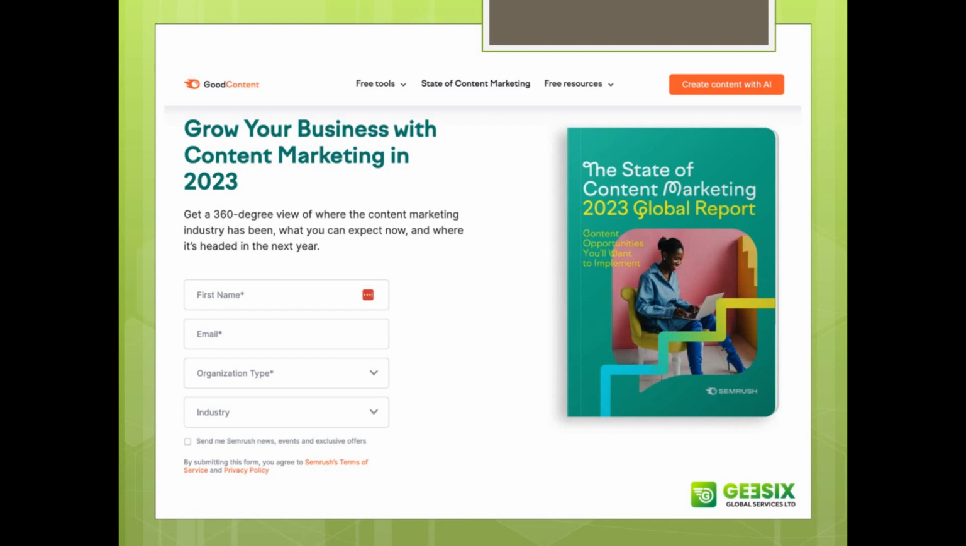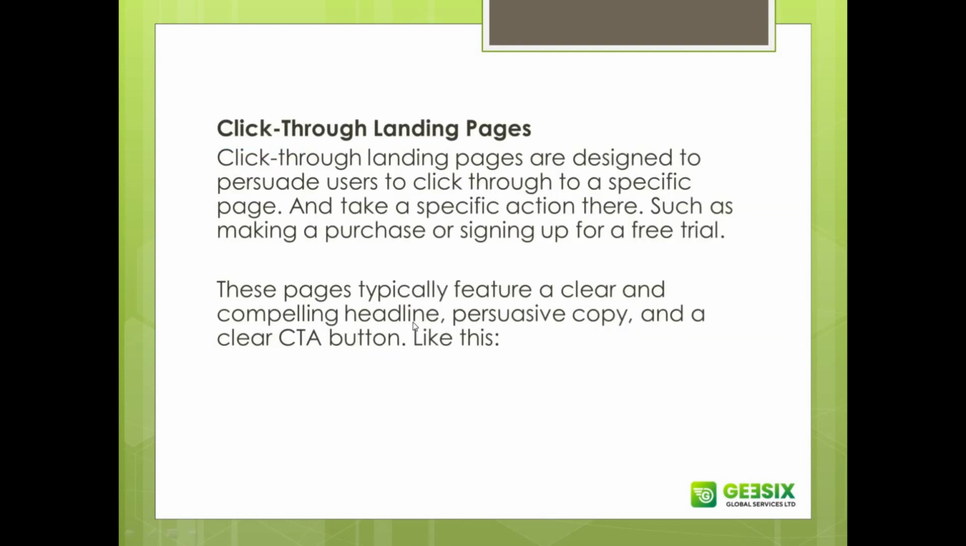So this is a sample of a lead generation landing page. So you can see it. This is their offer. So all you need to do is just give them your name, your email, your organization type, industry, and you submit. Once you submit, this particular ebook here will be emailed to you, and they've gotten your information. So that's just an exchange. So the next one is called click-through landing pages.